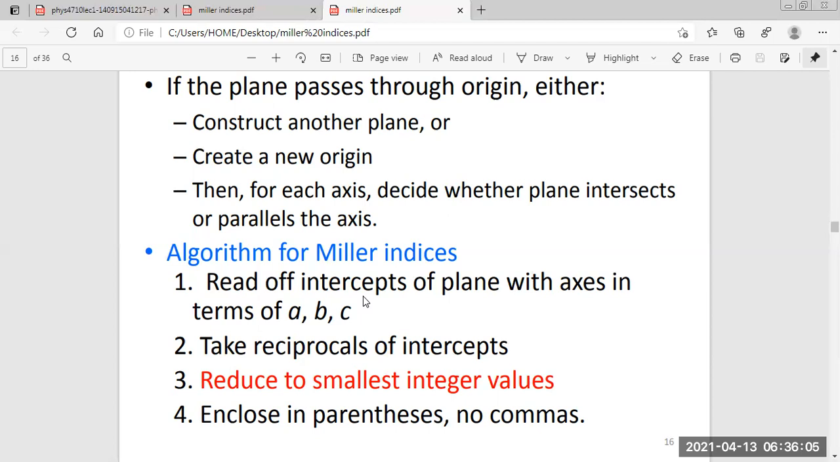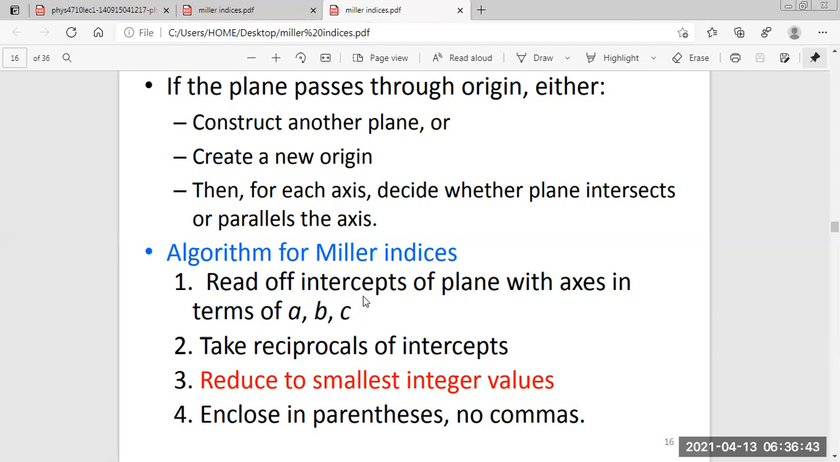So what are Miller indices actually? First of all, how do we evaluate Miller indices? Miller indices are the smallest geometrical ratio, the reciprocal of the intercepts of the concerned plane, which represent the x, y, and z axes. We just say that this smallest geometrical ratio is nothing but the Miller indices, right?